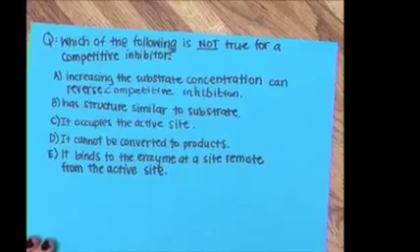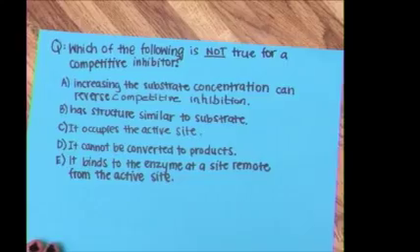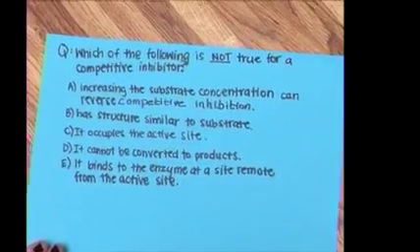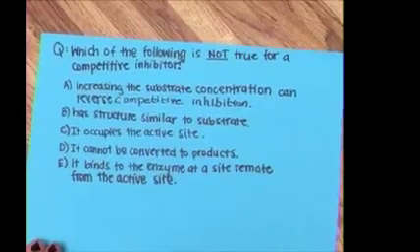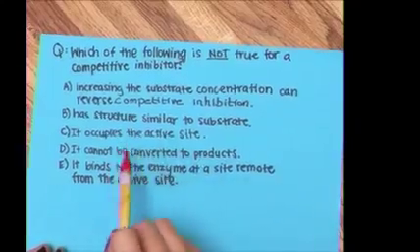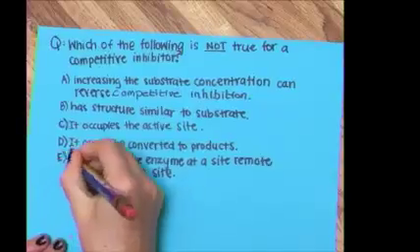D. It cannot be converted to products. This is always true, also true. It's an inhibitor and not an actual enzyme. E. It binds to the enzyme at a site remote from the active site. We just saw that it binds to the active site and not to a site remote from it, so we'll circle that one.